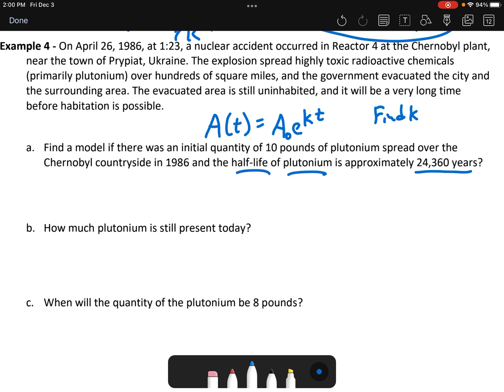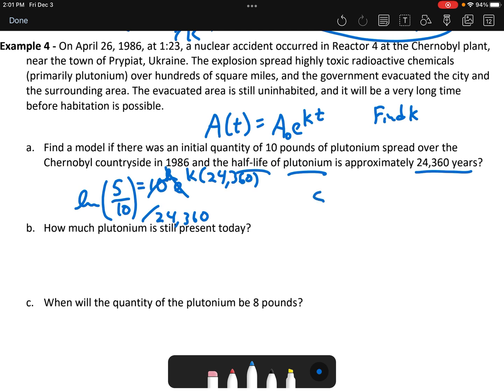That's a long time, okay? So what we want to know is what's the decay rate then? Well, if you have 10 pounds, but you're going to have 5, right? Because the half-life, we got to find K if the time is 24,360. So we go ahead and do the math. We'll divide it by 10. And then we do the natural log. That's 0.5, by the way, and then natural log there. And then we would divide that by 24,360.